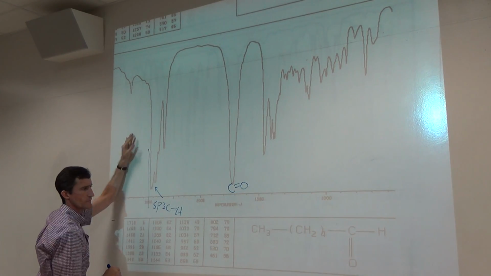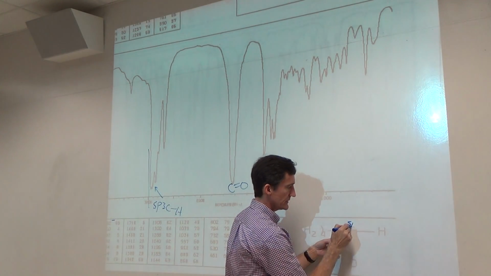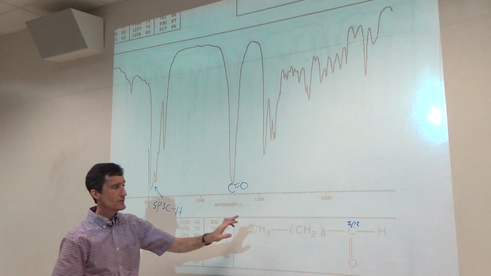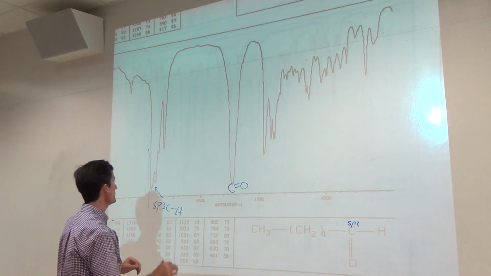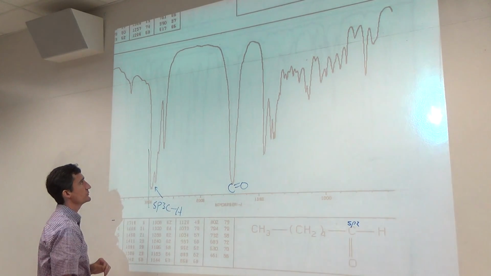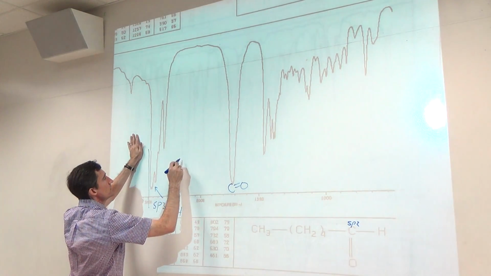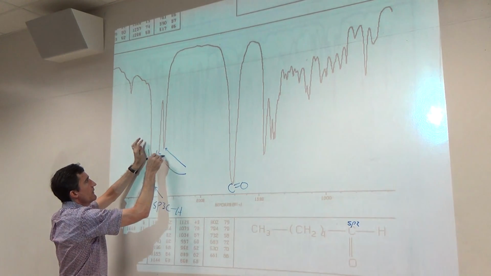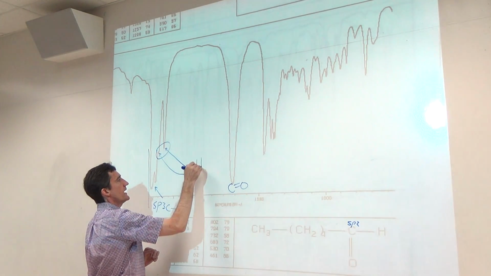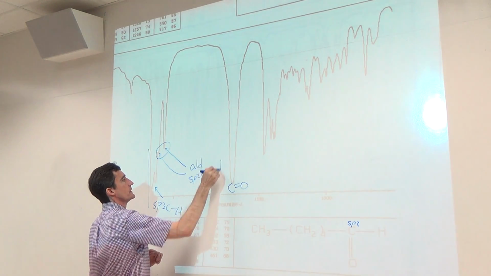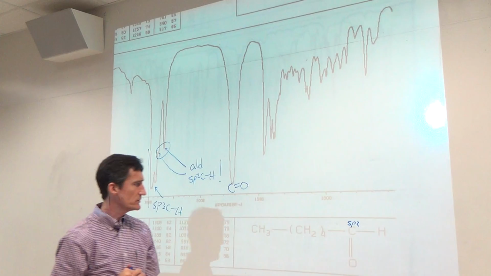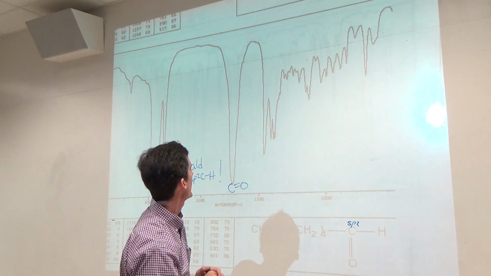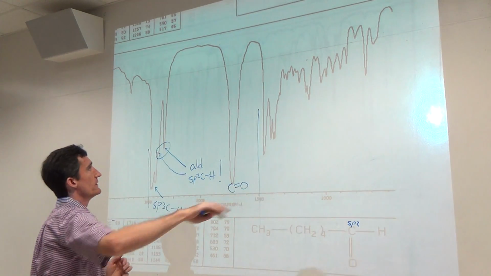sp3 CH. But what about this guy? That's sp2 CH. There's nothing above 3,000. That's because the sp2 CH of an aldehyde actually gives peaks in the 2700, 2800 region. You'll notice right here, I have a peak right there, and then there's also one right there at that tip, and those two are your aldehyde sp2 CH. That is often forgotten about by students. So don't forget that one. The rest being fingerprint.